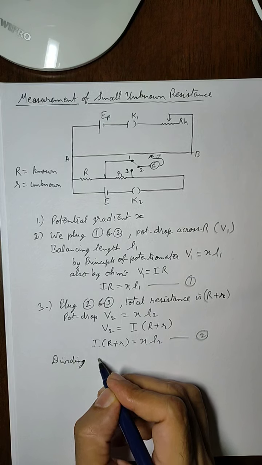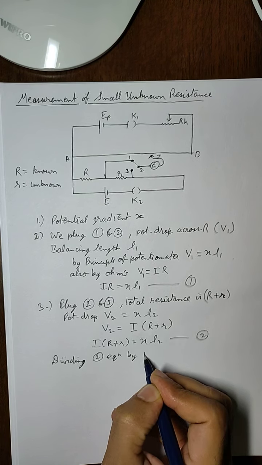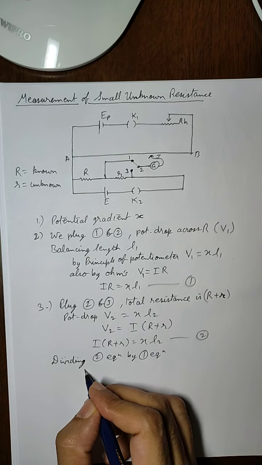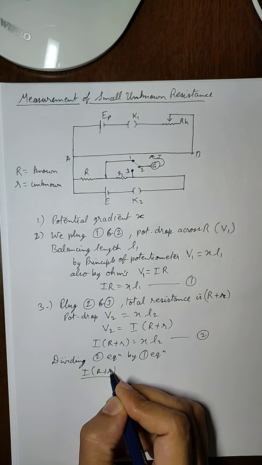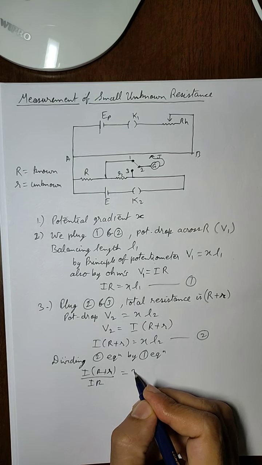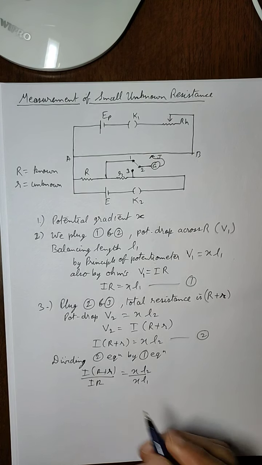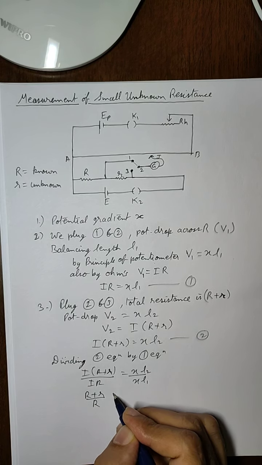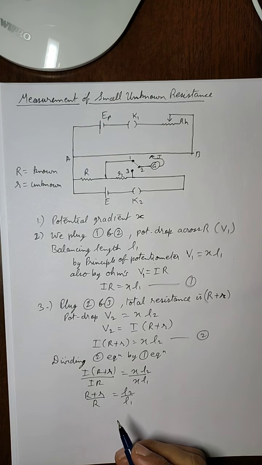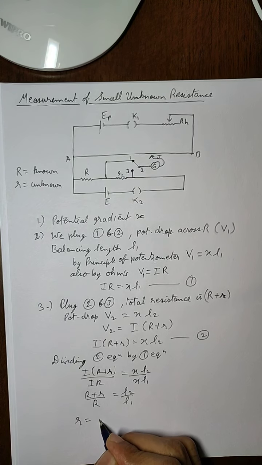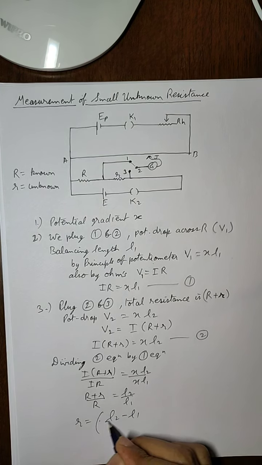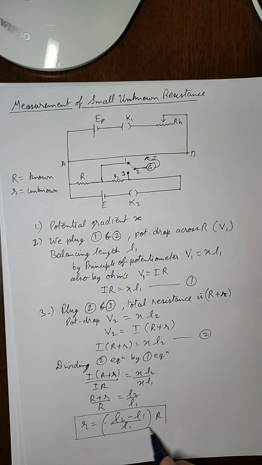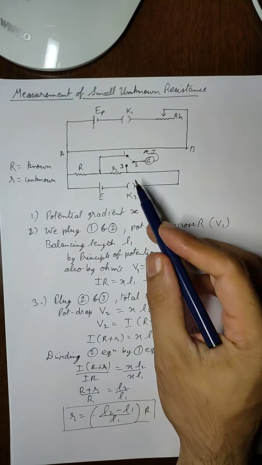Now dividing the second equation by the first equation, we will get I(R plus r) upon IR equals XL2 upon XL1. So here we will have (R plus r) upon R equals L2 by L1, and if you solve this, then you will get the value of small r, which will be equal to (L2 minus L1) upon L1 into capital R. So this particular formula will give us the value of the small resistance that is connected here.